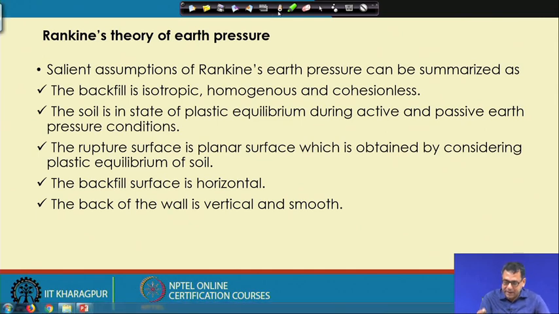Rupture surface is planar means, if this is your wall and the wall moves in this direction or this direction, this portion of the soil will also move. If the wall moves an excessive amount, then this soil will also fail, because it is moving and will try to fail. So this failure surface is assumed to be planar. This is the ground surface, and this is the rupture surface or the failure surface.